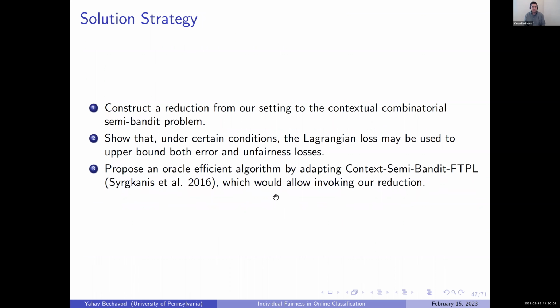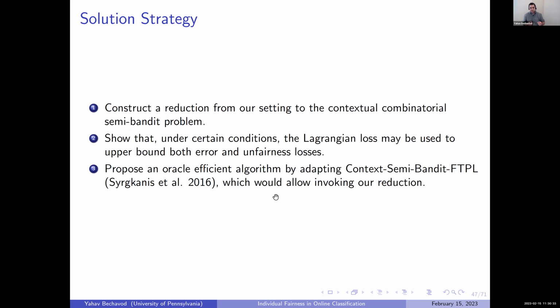The way that we achieve these guarantees is that we connect the setting that I just presented to the literature on contextual combinatorial semi-bandits. And I will show now, in the next slides, that under certain conditions we can use the Lagrangian loss to upper bound both losses, both the error and the unfairness loss.